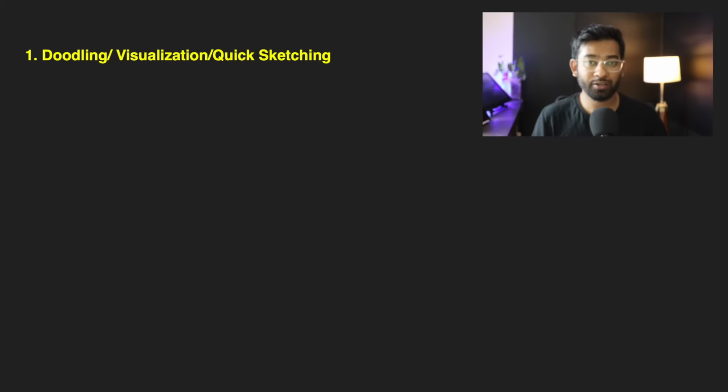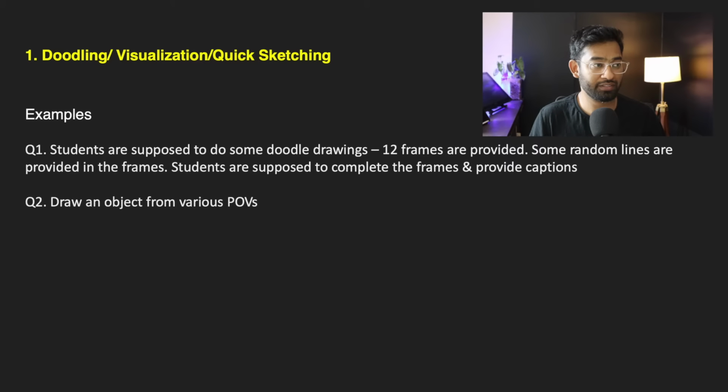Now the first category of question is doodling, visualization / quick sketching. Now to understand this category, let's see some examples which were asked in previous years. Now the first question is, students are supposed to do some doodle drawings. 12 frames are provided, some random lines are provided in the frames. Students are supposed to complete the frames and provide captions.